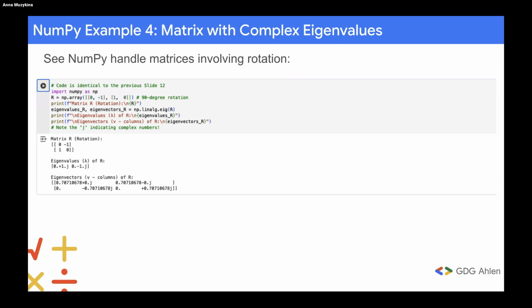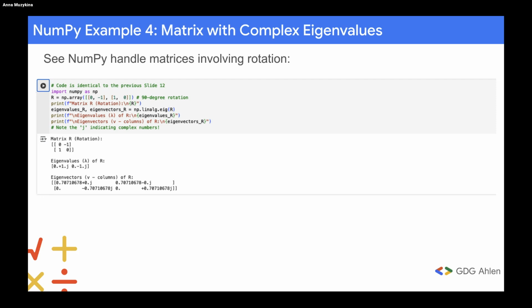What you can see, we define R and call our function np.linalg.eig and pass our matrix R. Looking at the output, NumPy returns eigenvalues and eigenvectors that contain the letter j. As mentioned before, j represents the imaginary unit in Python. This means the eigenvalues and eigenvectors are complex numbers.